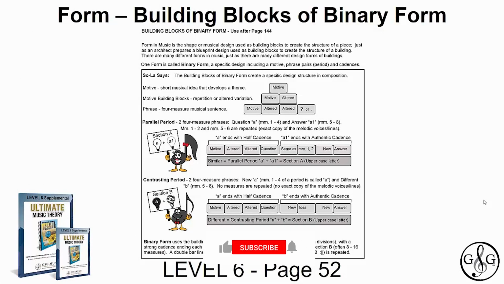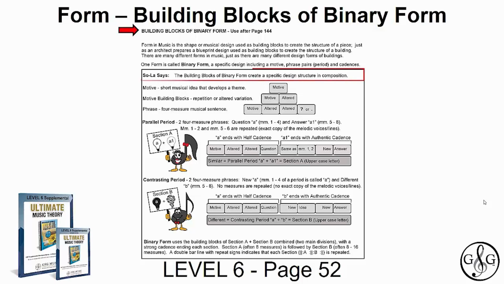Form. So the building block of binary form. Now, you're going to use this after Intermediate Rudiments, page 144. In level 6, on page 52, Sola says, what is she saying? The building blocks of binary form create a specific design structure in composition. And so here we see our building blocks, the motive building blocks that can be repeated or varied, and of course our phrases. So a parallel period, the A ends with a half cadence and the A1 ends with authentic.